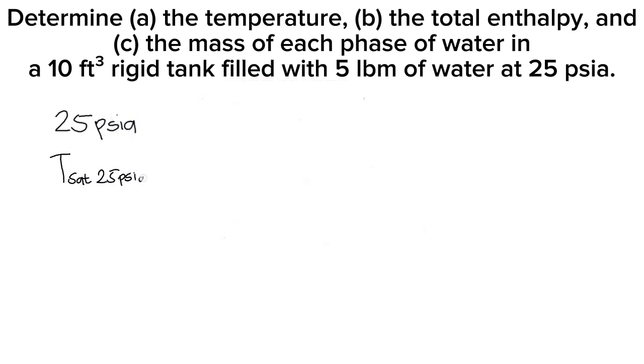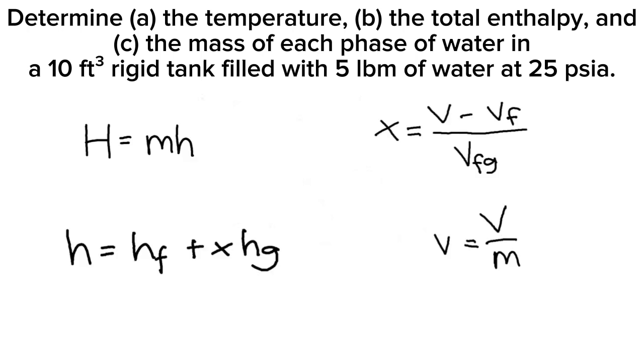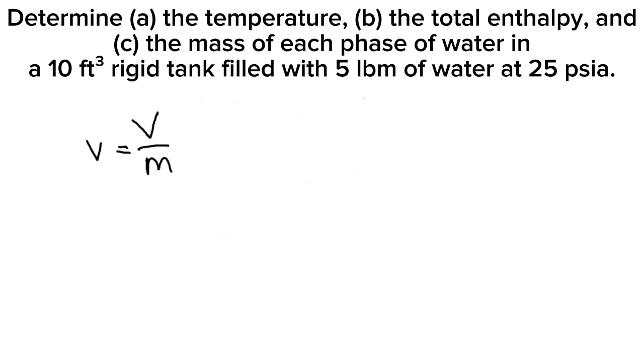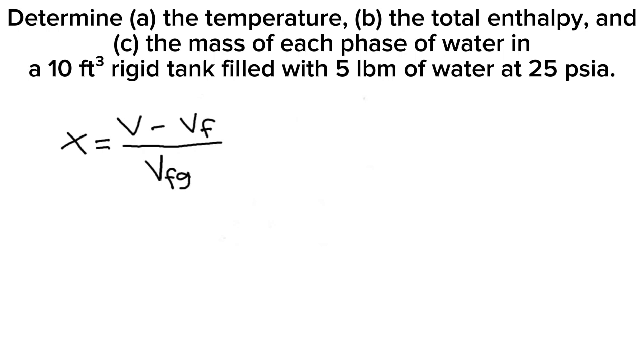So our temperature at 25 pounds per square inch absolute is 240.03 degrees Fahrenheit. To determine the total enthalpy, we're going to use this equation. But first, we are going to solve for the specific volume of the water. The formula for specific volume is equal to the total volume over mass, and our total volume is equal to 10 cubic feet, and our mass is 5 pound mass, so our specific volume is equal to 2 cubic feet per pound mass. To solve for the quality X, this is the formula that we're going to use.